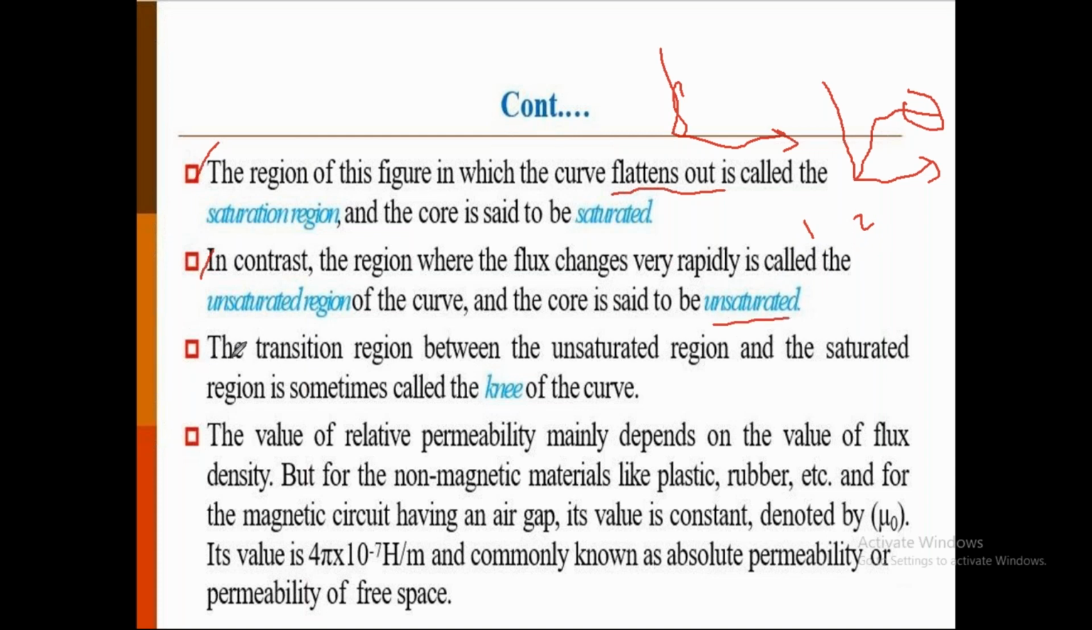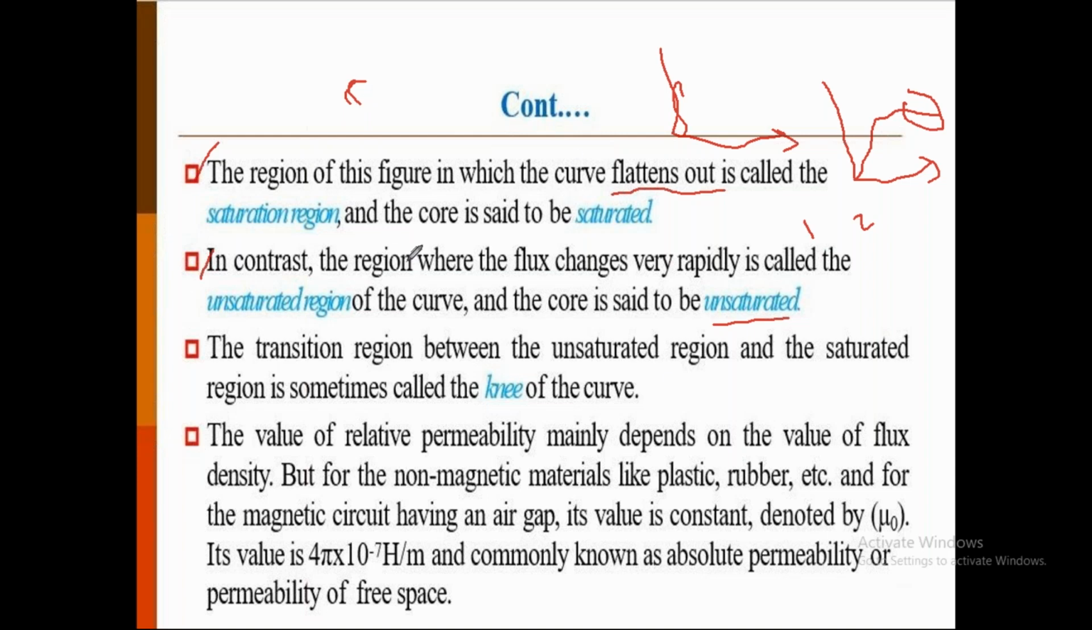Okay. And the next one is the transition region between the unsaturated region and the saturated region, which is sometimes called the knee point. It means there is a slight change occurring between the unsaturated and saturated regions, then it forms a curve shape. So that's why it is called the knee point.